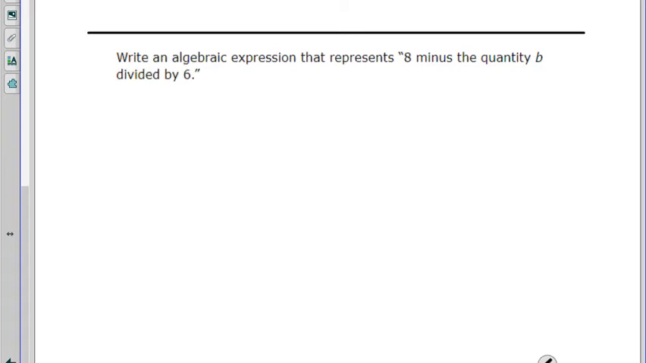So I'm going to read this a little more carefully. 8 minus what? 8 minus what? 8 minus the quantity b divided by 6. So I can't subtract the quantity b divided by 6 until I've written that out. So let's take this into steps.